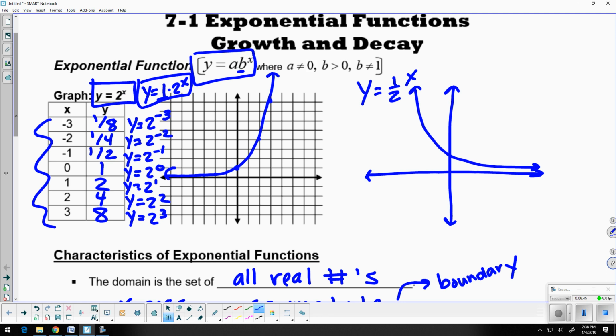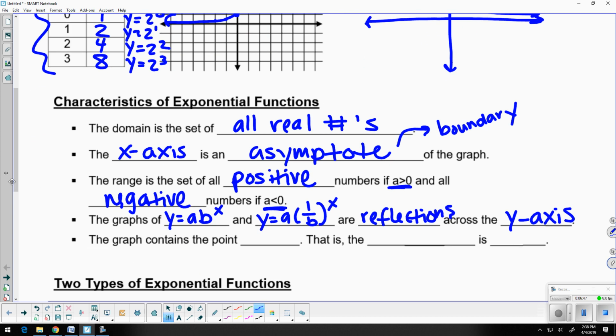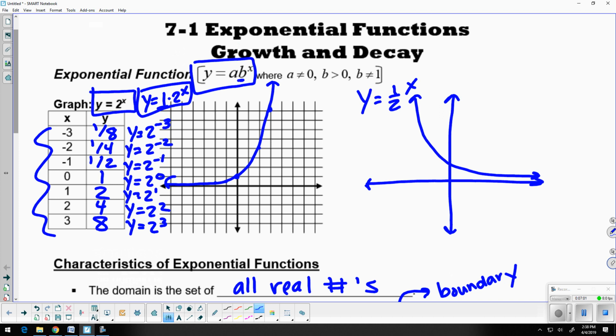Okay? The last one says the graph always contains the point (0, a), which means the y-intercept is going to be whatever your a value is. So where it crosses over the y-axis is your a value. So if I go back up here and refer to this one, my a value, like I said, is positive 1. Guess where it's crossing over the y-axis? At positive 1. Okay, so a lot of little details, a lot of cool stuff happening with exponential functions.